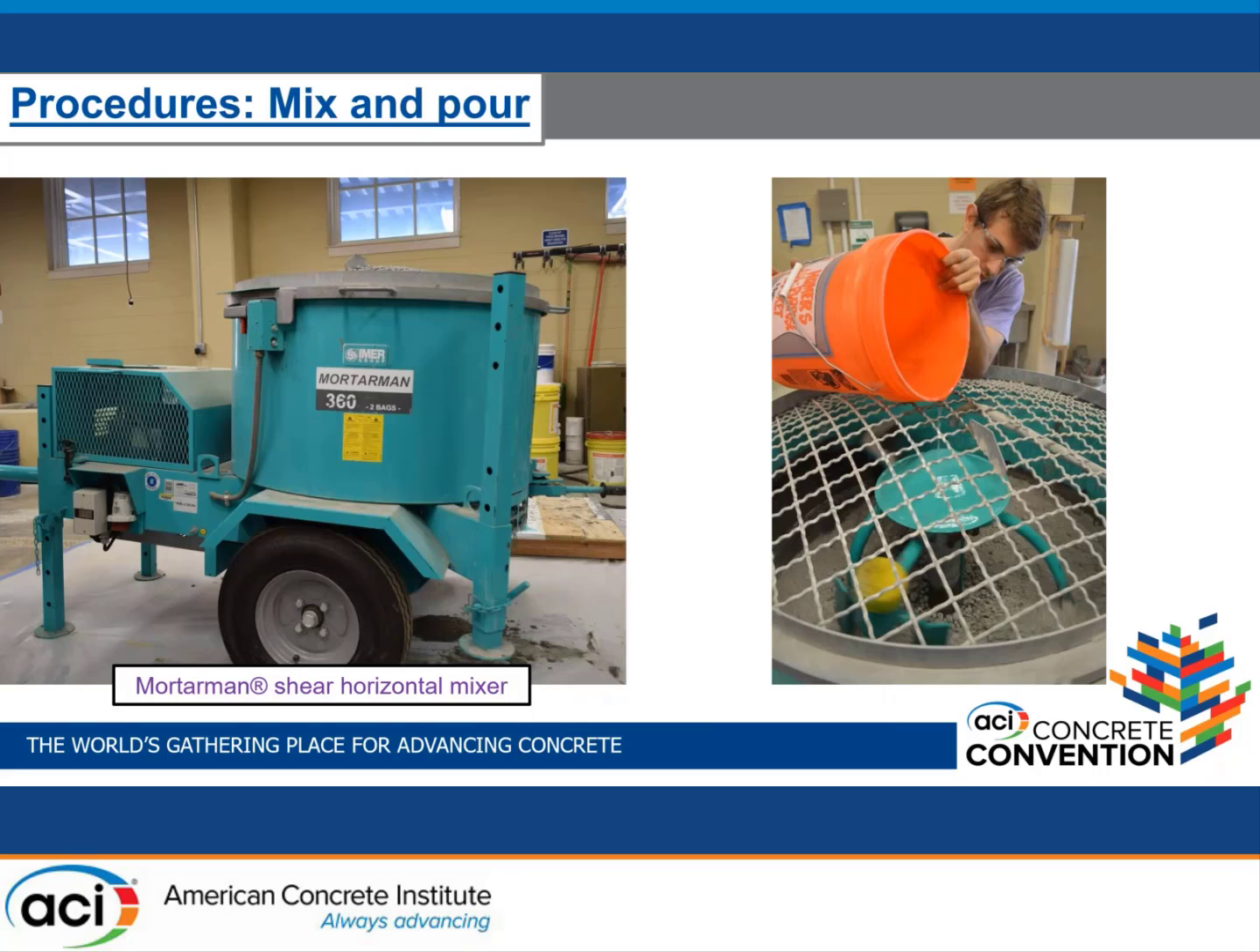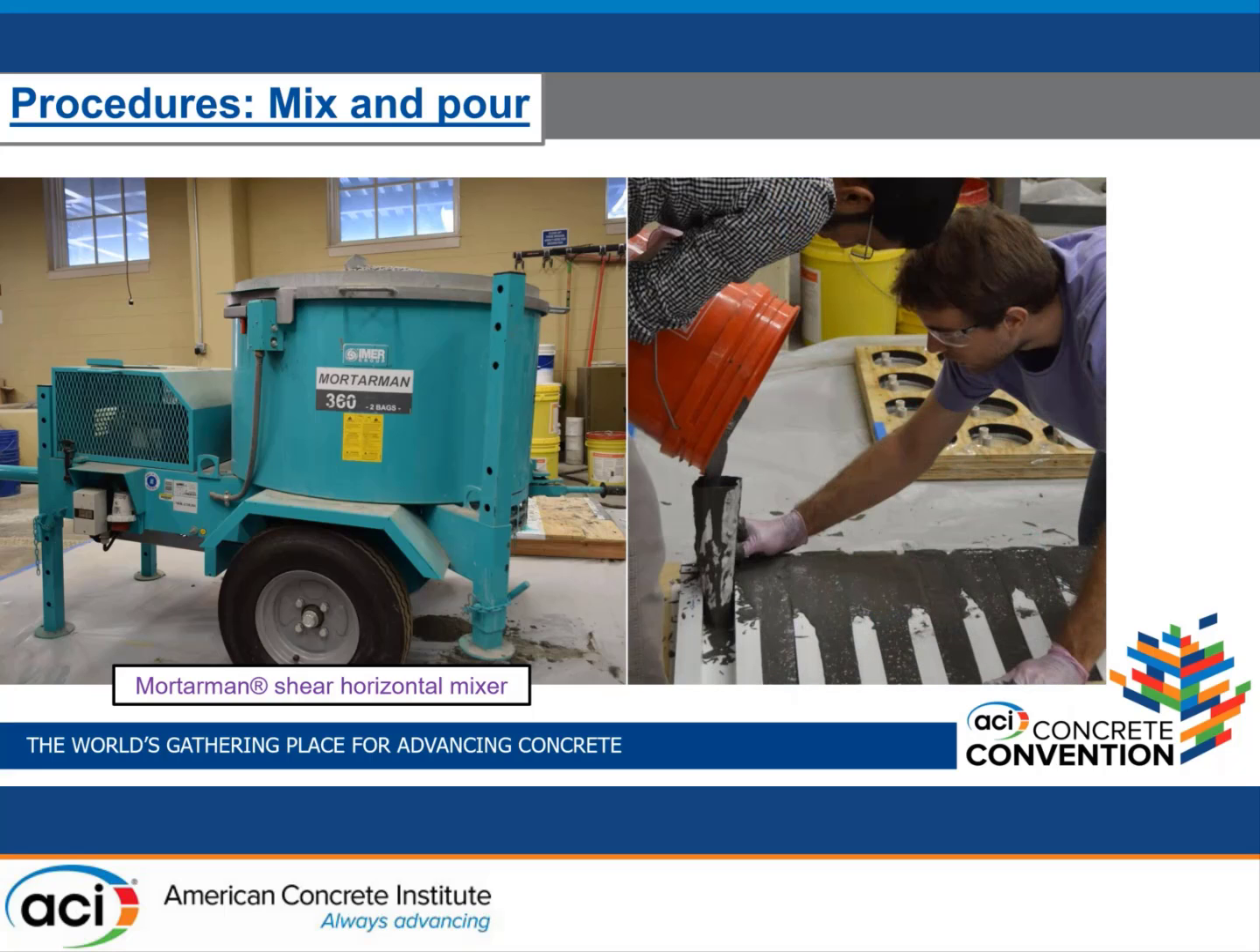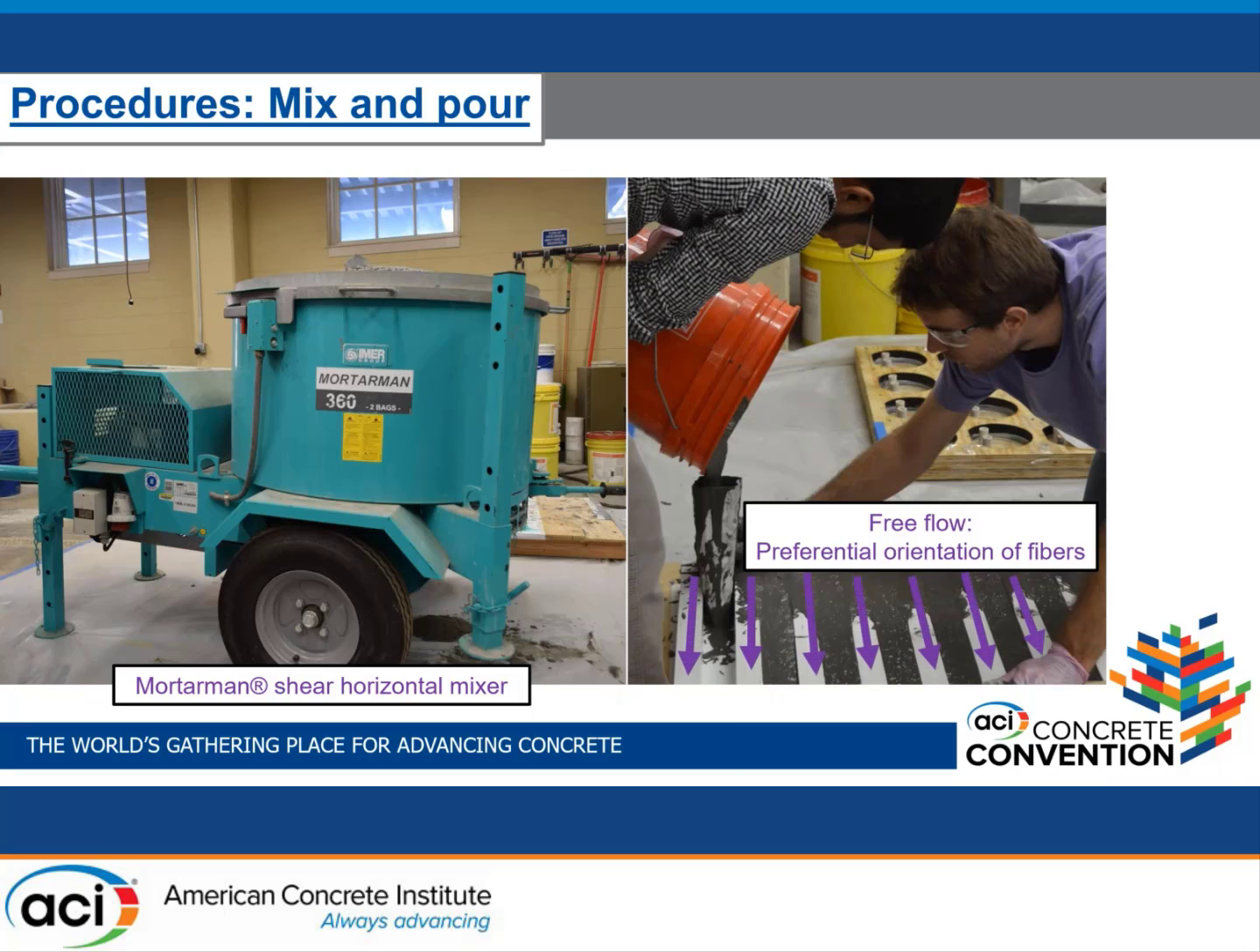This was the mixer that we used on our pour day, a Mortarman shear horizontal mixer. And while we were pouring the UHPC, we also made sure to pour only from one side for all specimens. This way we'll have a free flow and a preferential orientation of the fibers in such a way that the crack of the specimen would be perpendicular as much as possible to the fibers.